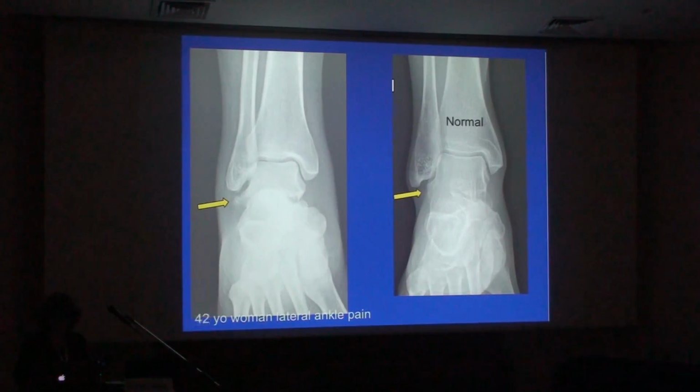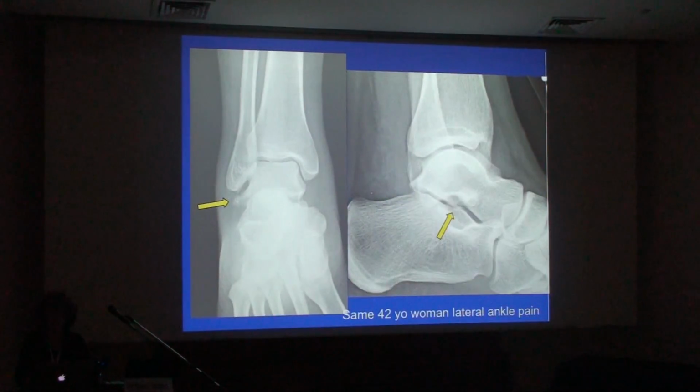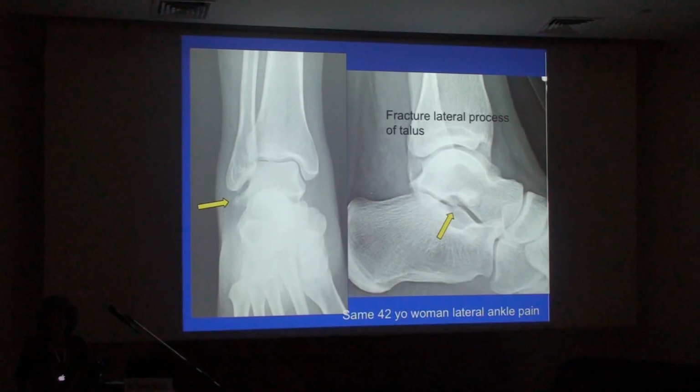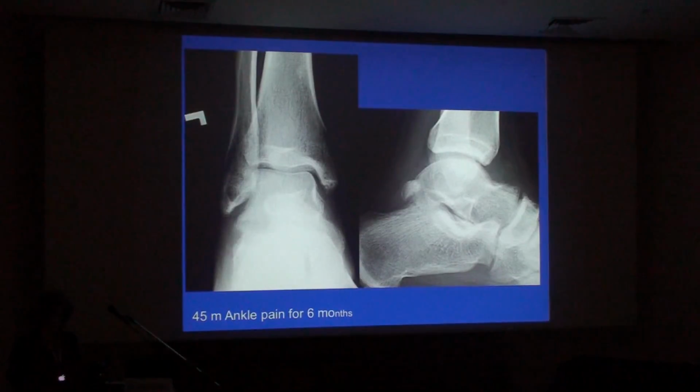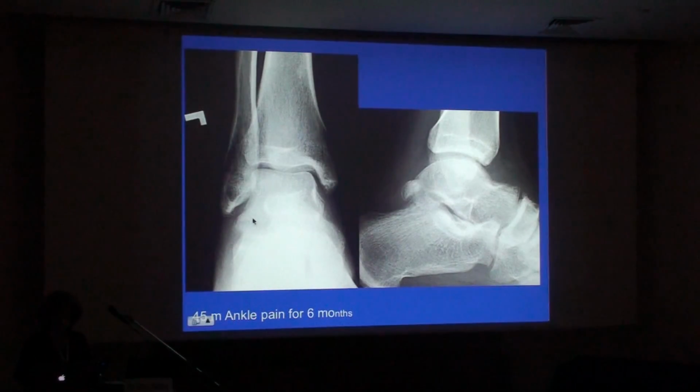And these fractures, by the way, if they're not picked up on the AP, they're very hard to see on the lateral image. I'll show you a few laterals. If you look, this is where the lateral process should be, and it just doesn't look right. It looks irregular here, but it's easily missed if you don't see it on the AP view.